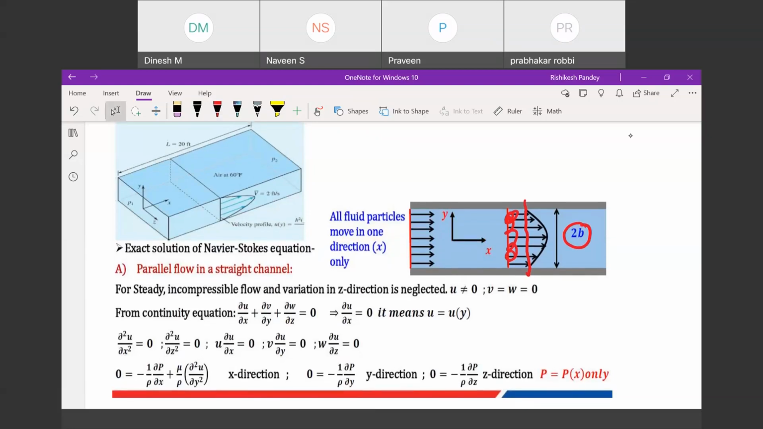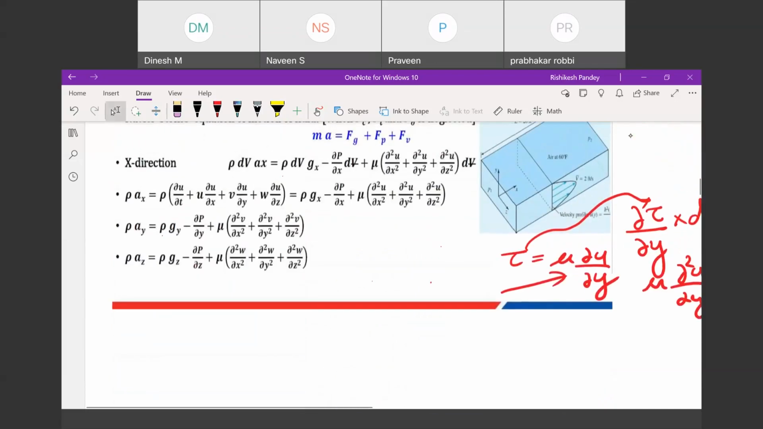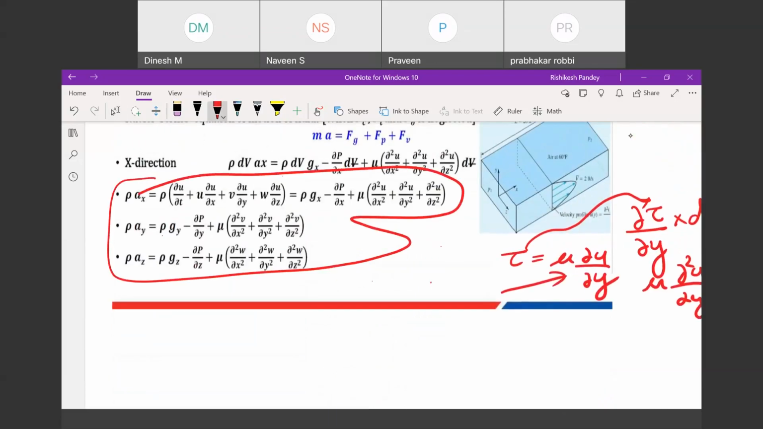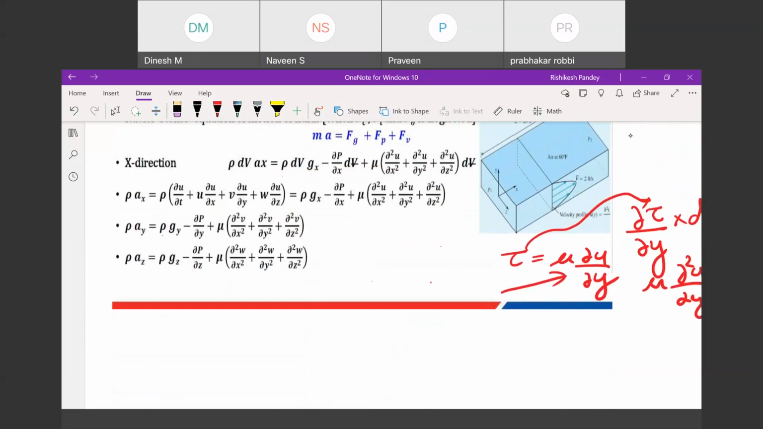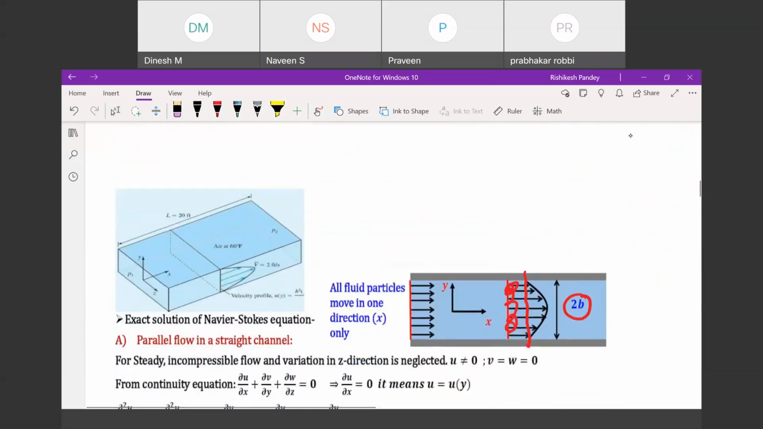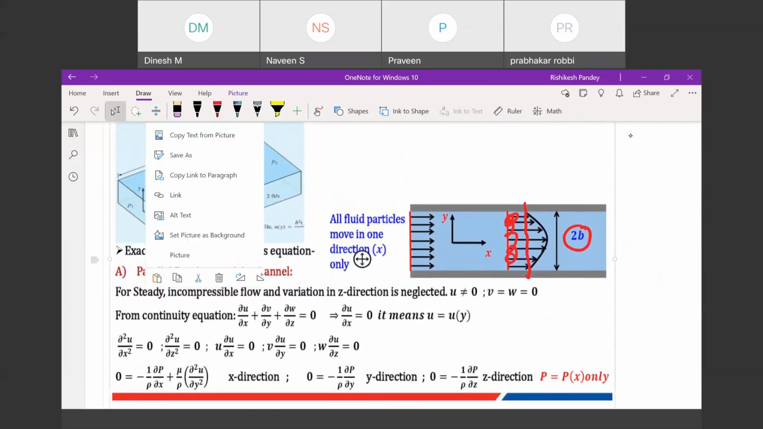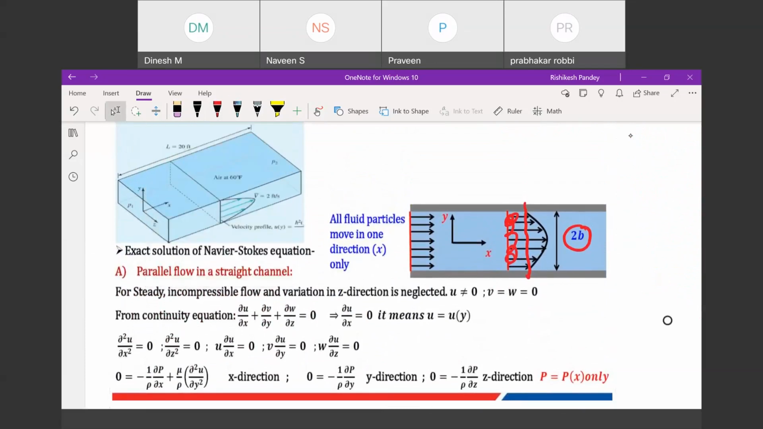Now we'll try to find the exact solution of the Navier-Stokes equation. So we are going to solve the differential equation. Now it is very difficult to solve the Navier-Stokes equation. These three equations what we have seen are very difficult to solve. So what we'll do, we'll try to assume a few things, or we'll try to neglect a few terms, so that our equation reduces to a few terms only.